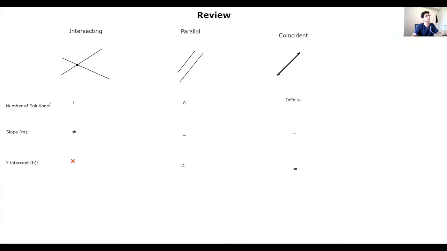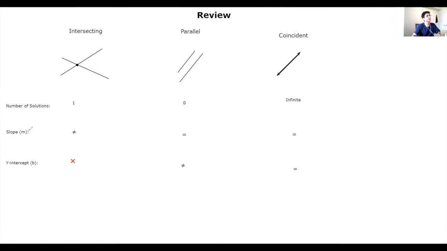So the number of solutions for each of these relationships is the number of intersections. You can think of it that way. As we said, intersecting lines have one point of intersection, therefore one solution. Parallel lines have 0 because they never intersect. And coincident lines have an infinite number of solutions because they are right on top of each other. Therefore, there are an infinite number of points that they share.